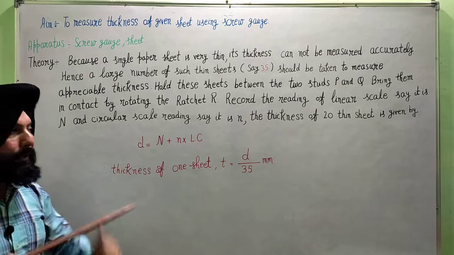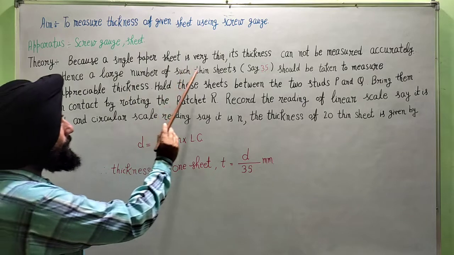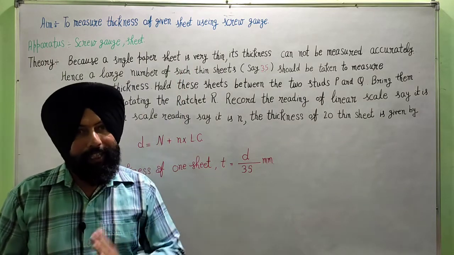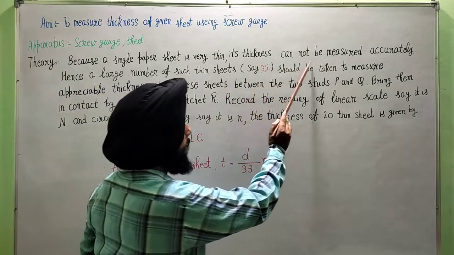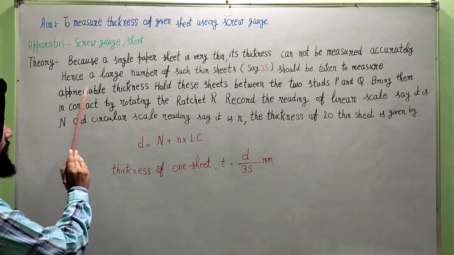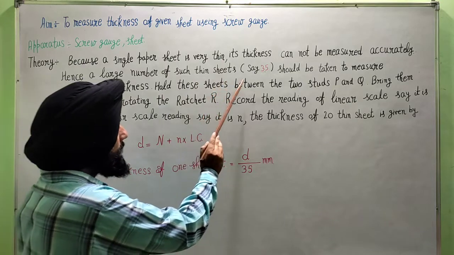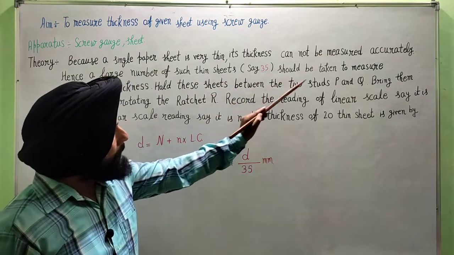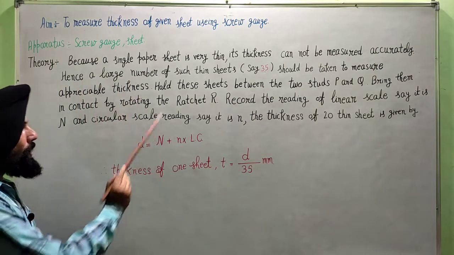Now theory. Because a single paper sheet is very thin, this sheet that I showed you is very thin, its thickness cannot be measured accurately. Hence, a large number of such thin sheets, say 35, should be taken to measure an appreciable thickness.